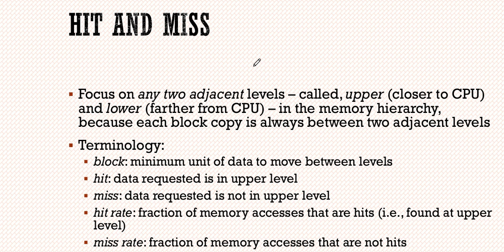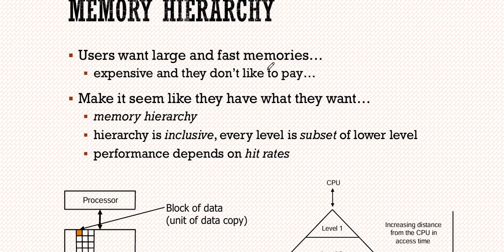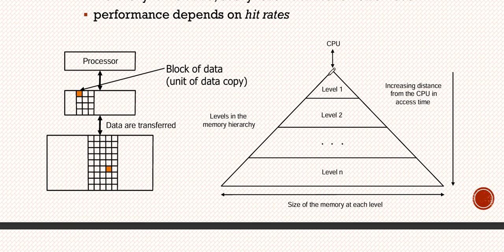Now, we have terminologies: hit and miss. Hit means that the data you requested at an upper level, you found it. And miss means you did not find it. For example, in the diagram we saw here, maybe you are looking for data at this level. If you find it, it is called a hit. If you do not find it and you come down here to find it, it's called a miss. If you don't find it and you go down again, it is a miss again.